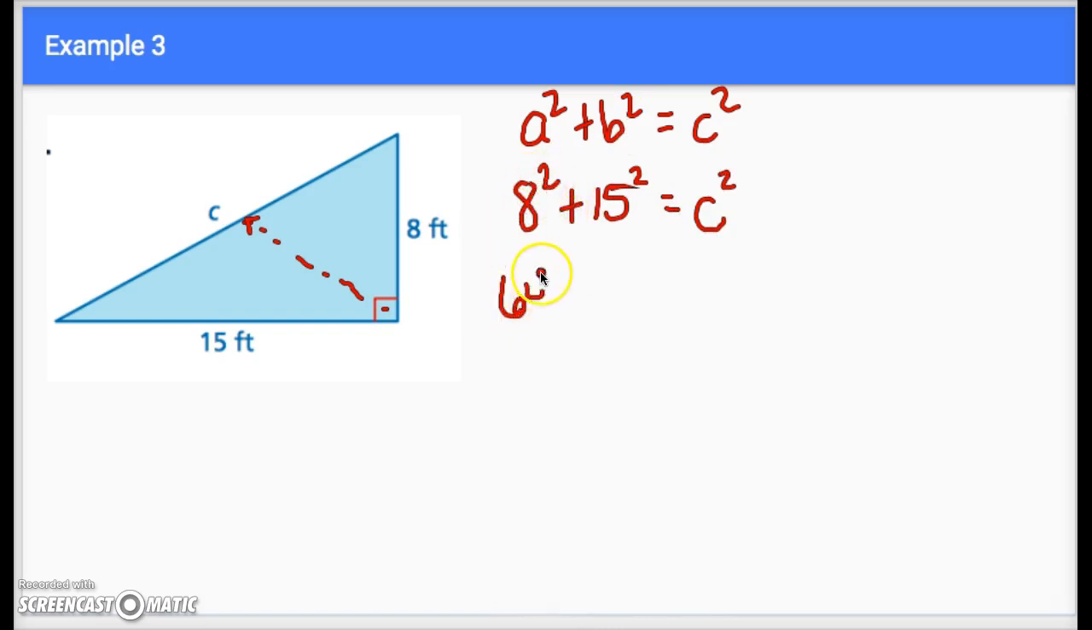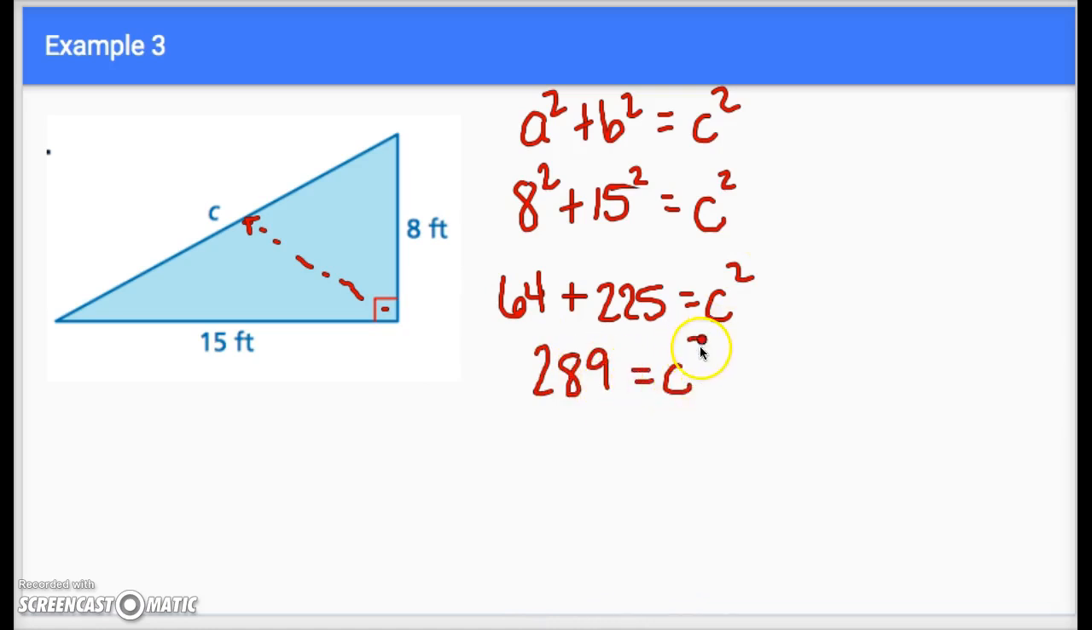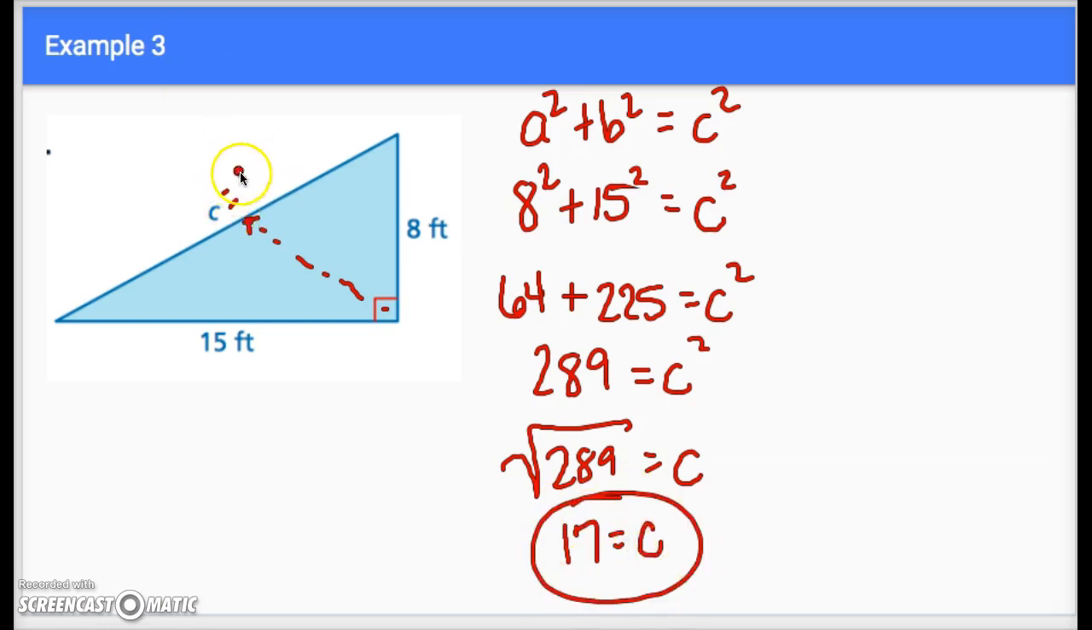8 times 8 is 64. 15 times 15 is 225. Okay, add these together and you get 289 to be equal to c squared. And then remember, we have to take the square root of that. Probably one of the most common mistakes people make is they forget to take the square root of that. And then the square root of 289 is going to be 17. So again, our length for c is 17, and this time it would be labeled as feet.